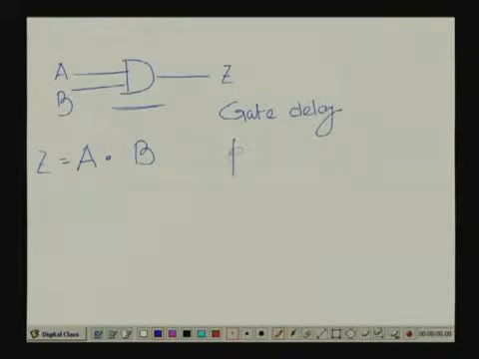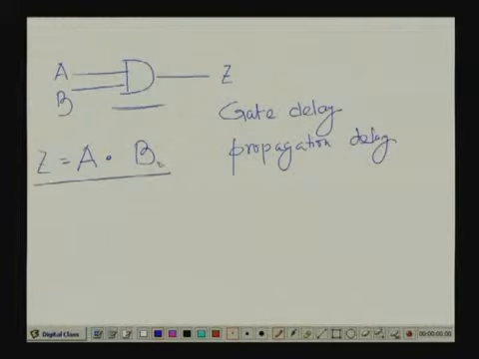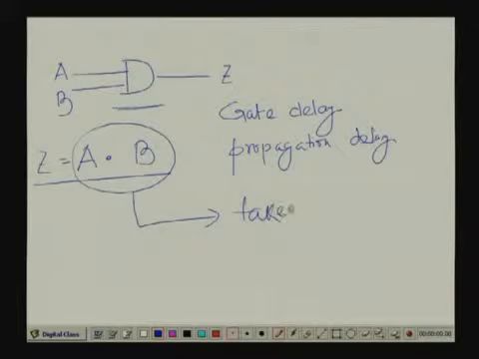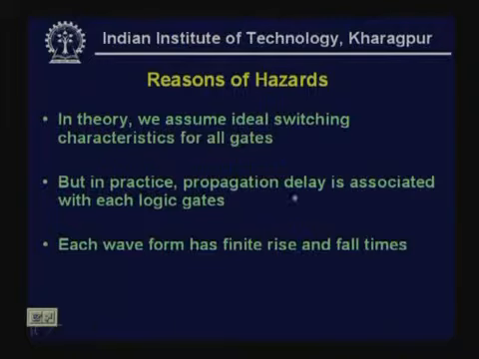Propagation delay. Now, similarly, if we consider this operation, just to execute this A dot B, it will also take some time, and that is also called the delay. So, we are saying that each logic gate is associated with some delay. Now, each waveform has finite rise and fall times.